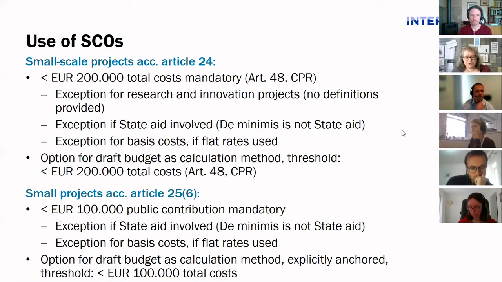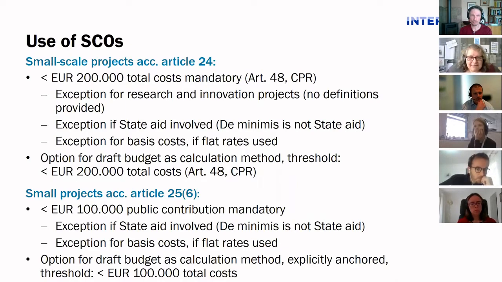Quick word on the option for using the draft budget as a calculation method to set up simplified cost options. There are also specific thresholds framed in the regulation. Again, for the Common Provisions Regulation, it's Article 48. And there you have a ceiling of 200,000 euros of total cost. As long as your projects are within this, you are allowed to base your simplified cost options on a draft budget method. Again, slightly different for small projects within the frame of the small projects article in the Interreg regulation, there your threshold is that your small projects need to be below 100,000 euros total costs. And I hope that was clear.